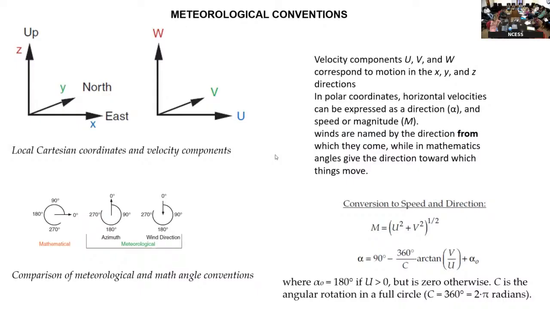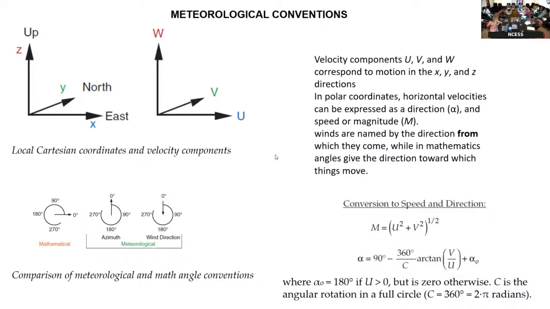And that a0, that constant, is the value. If the value u is greater than 0, then we can give that alpha 0 is equal to 180 degrees centigrade, and c is the angular rotation constant, which is equal to 360 degrees, equal to 2 pi radians. And also here I have given the conventional mathematical and meteorological angles.